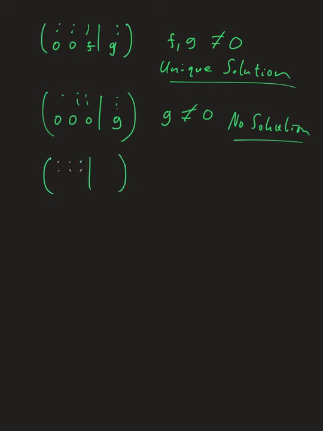The third possibility then is that I have zeros all the way along the bottom row. So I have whatever I have up here, and I have 0, 0, 0, 0 down there in the end. That is the infinite set of solutions.